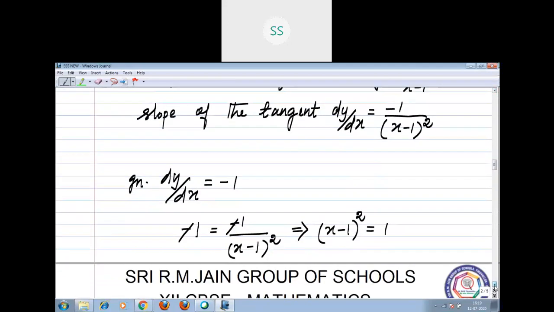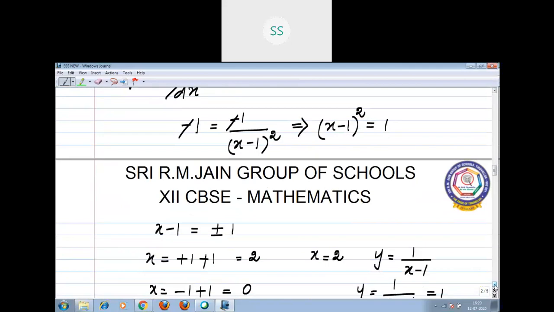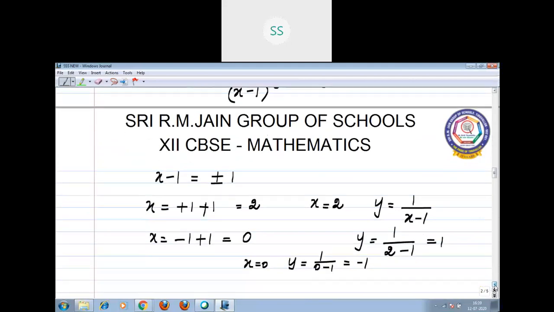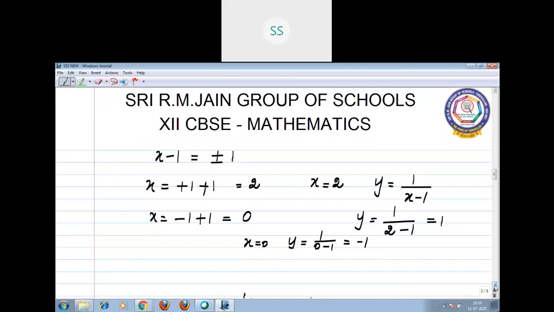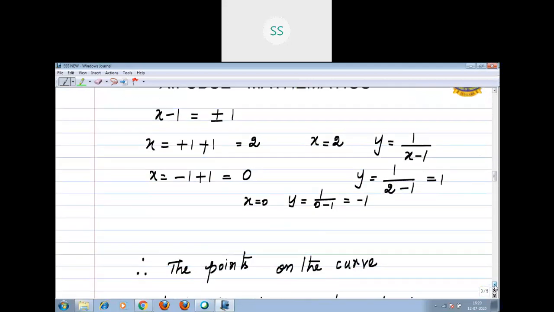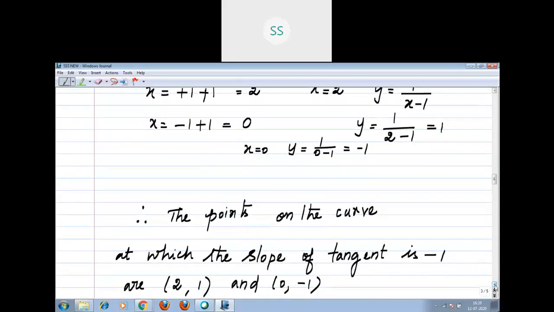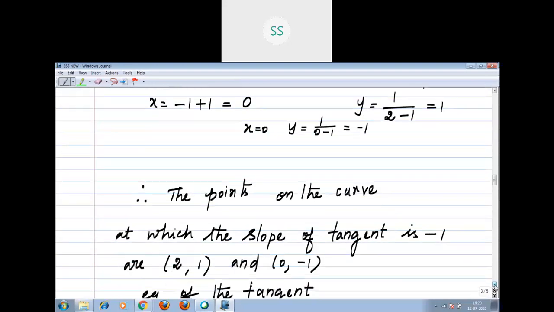Equating, you find the values of x. One value of x is 2, another value of x is 0. You substitute these in the given curve equation, and then you arrive at the y values: y is equal to 1 and y is equal to minus 1. Now, the points on the curve at which the slope of the tangent is minus 1, you gathered and wrote as (2, 1) and (0, minus 1).